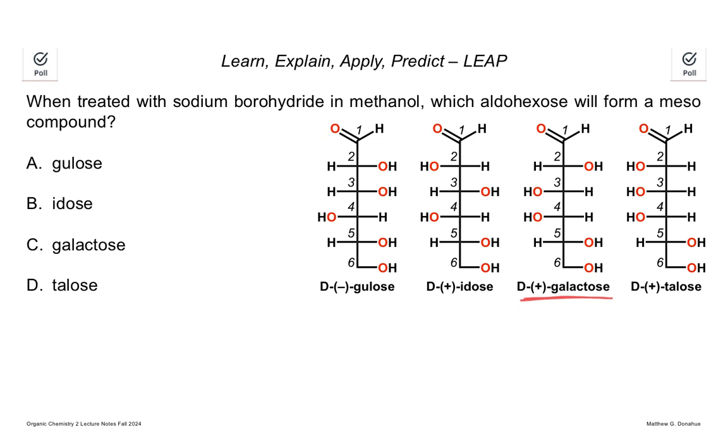So if carbon 1's reduced, now the mirror plane will be right here. So those two mirror each other, these two mirror each other, and then 1 and 6 mirror each other. So again, the meso is referring to that internal mirror plane. The reason idose is not correct is, see at carbon 3 and 4, they're on opposite sides, so they don't mirror each other. You're crossing through that bond.